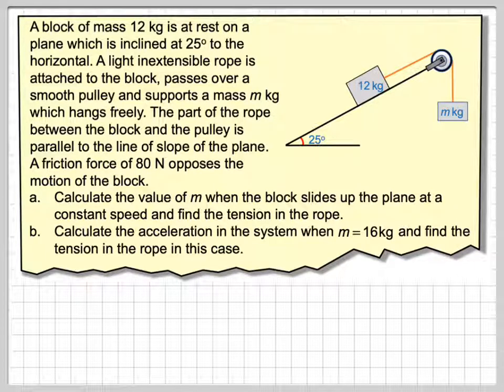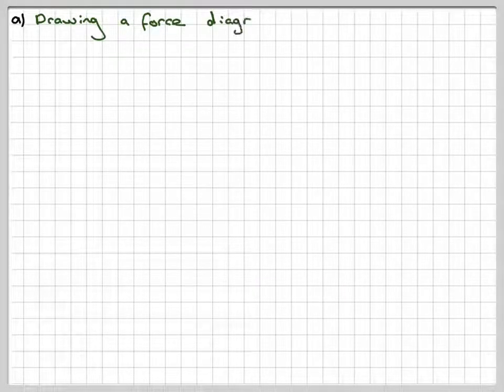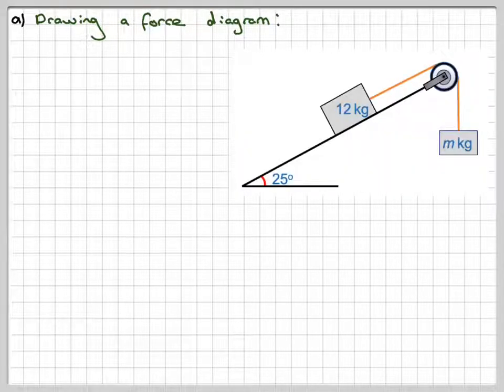So what we've got here, we've got a 12 kilogram block attached by a light, inextensible rope passing over a smooth pulley, and we've got a mass here attached at m kilograms. Okay, so we've got to find the tension in the rope when the block is sliding up the plane with a constant speed. So the first step would be to draw a force diagram. To take some time, you need a large clear diagram.